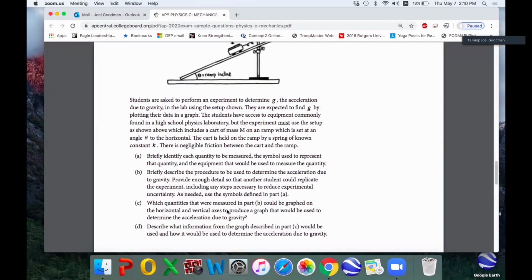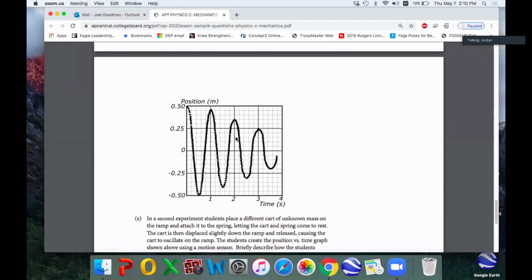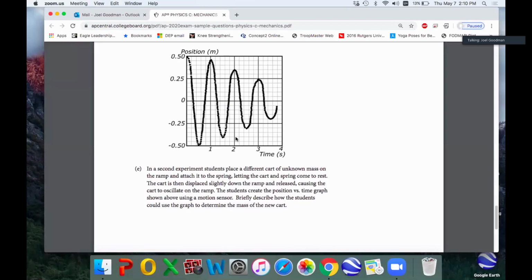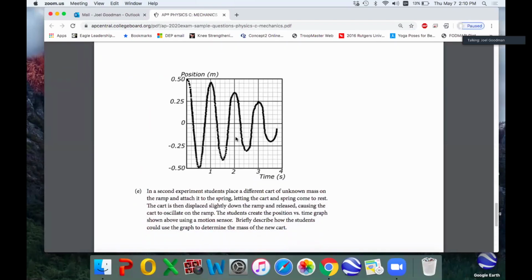Okay, so that's it. That's the whole problem right there. There's another part. Oh, I forgot. Yes, there is another part. What is this about?